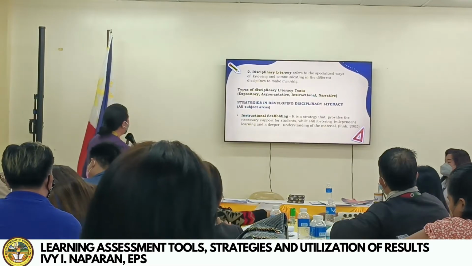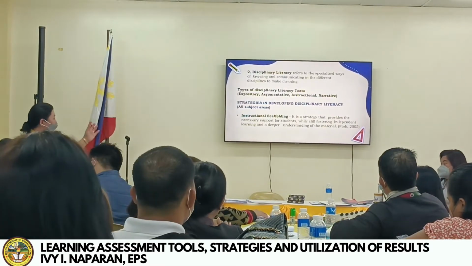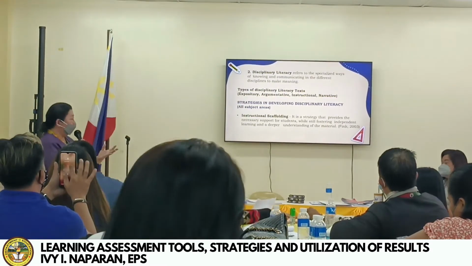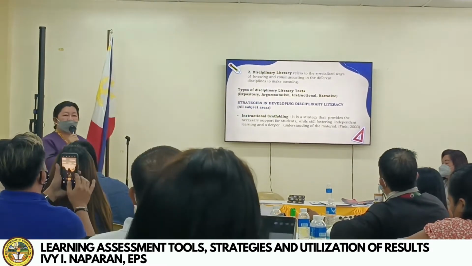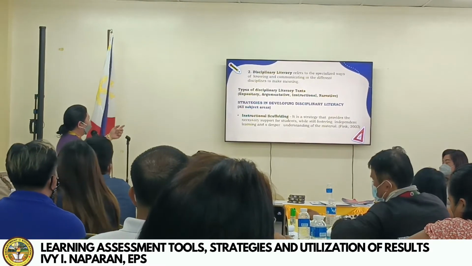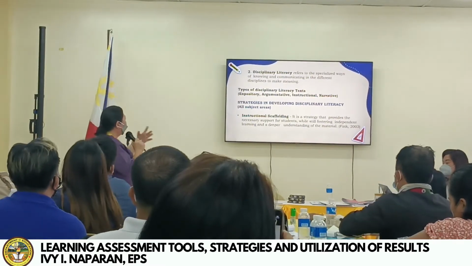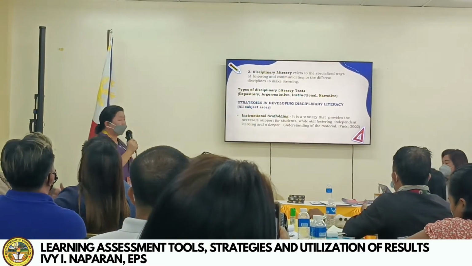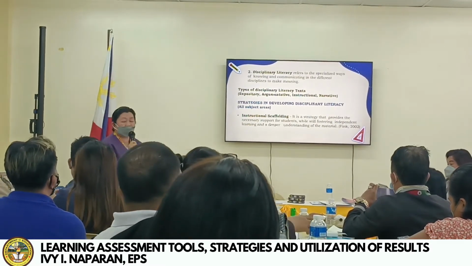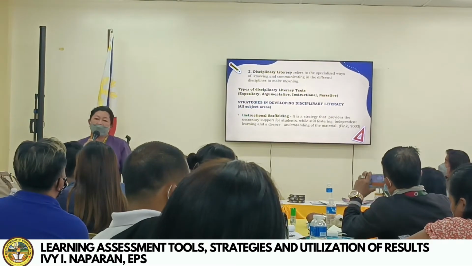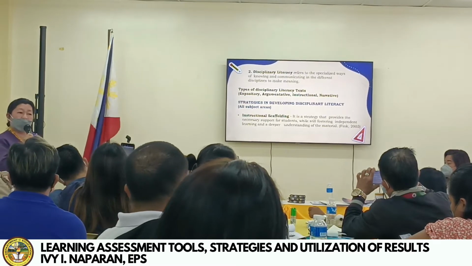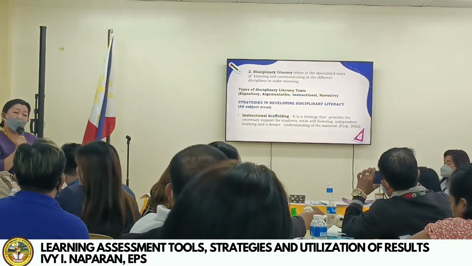Now, it is advised by our Department of Education that our learners from different subject areas should be exposed to different literacy texts such as expository texts, argumentative texts, instructional texts, and narrative texts. We no longer have control over what the learners read. What are they reading now?